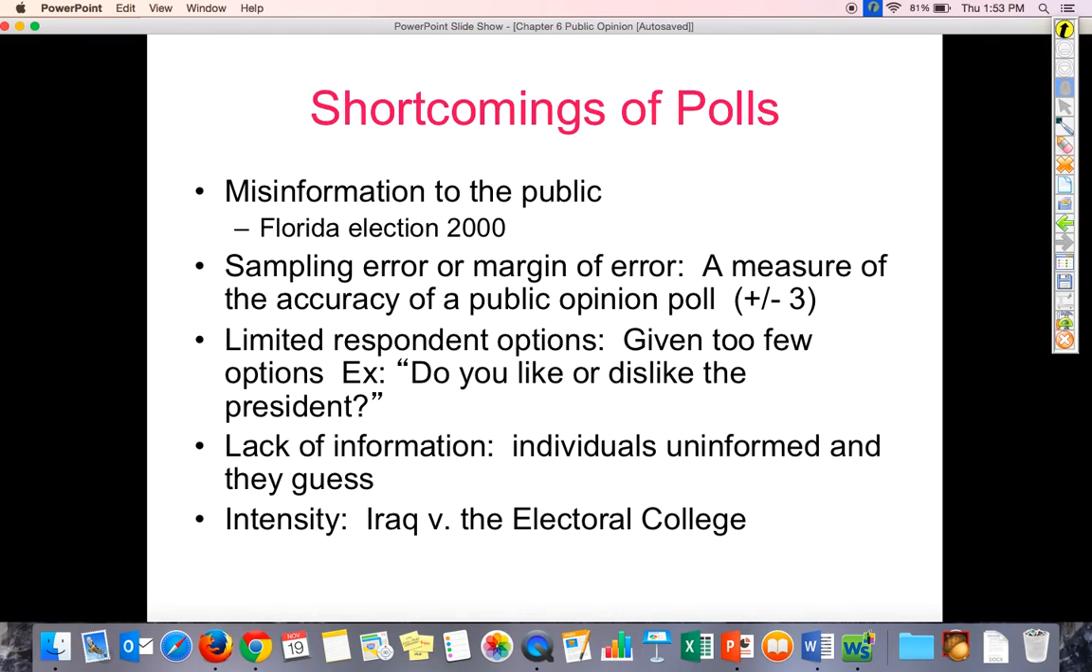A good poll will have a statistic number at the bottom. It'll say plus or minus 4, plus or minus 3. A solid poll is around plus or minus 3.